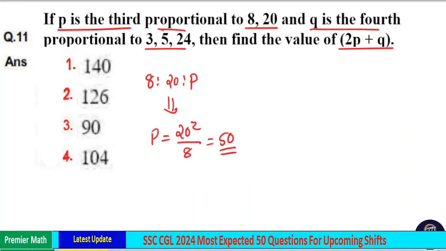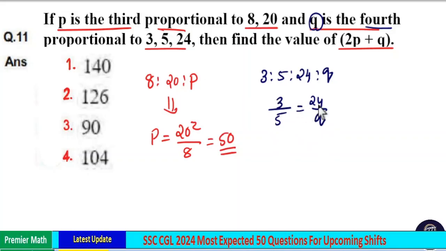Now P is 50 and here Q is the fourth proportional to 3, 5 and 24. 3 is to 5 as 24 is to Q. Q is the fourth proportional. Now you can see 3 by 5 is equal to 24 by Q.